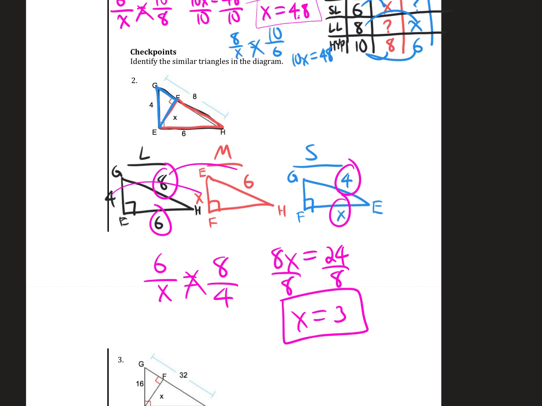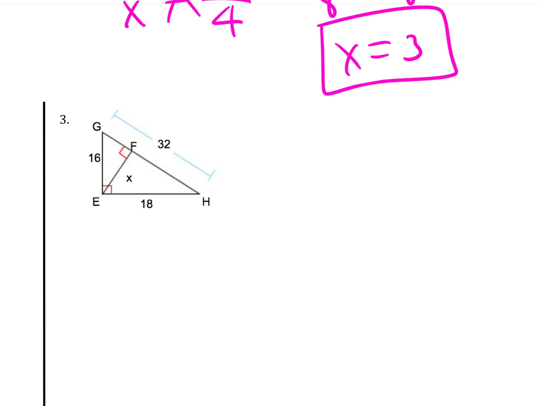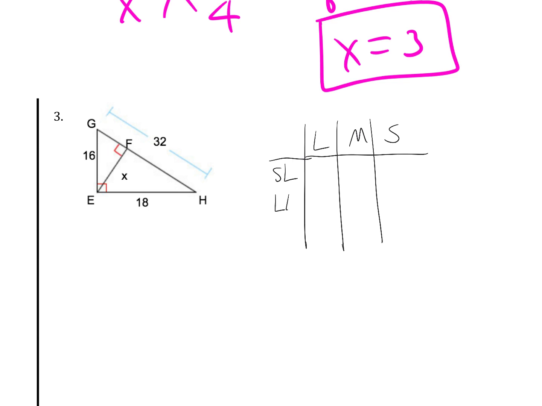Cool. All right. So we did those two. Okay, excellent. Let's do the same kind of problem here, where we're going to use a table now instead of a drawing, just to be comfortable with this. So we have the large triangle, the medium triangle, and the small triangle. We have short leg, long leg, and hypotenuse. Okay.